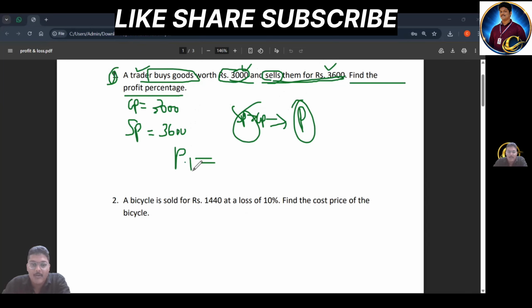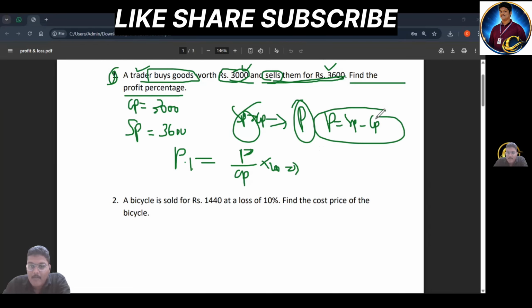Profit percentage is equal to profit by CP into 100. That implies profit is SP minus CP. So by this, 3600 minus 3000 is 600, by CP which is 3000, into 100. Cancel 3 zeros, 5 3s are 60. Therefore, profit percentage is equal to 20%. Okay. Next question.